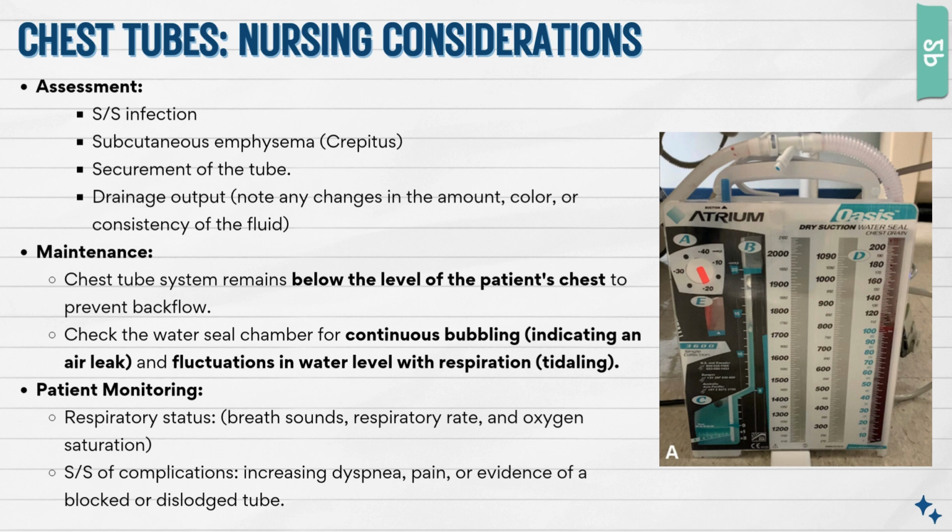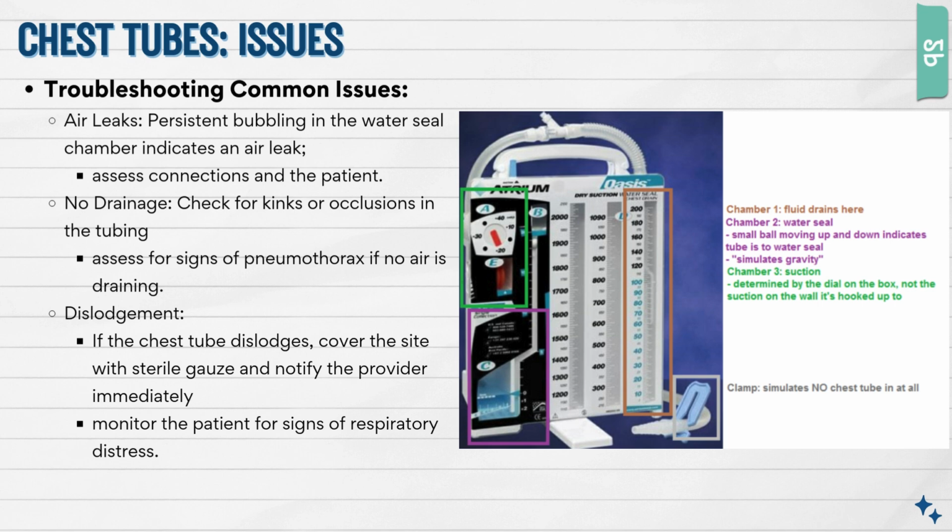So monitoring your patient, again, respiratory status, you want to make sure they have breath sounds on both sides and in all lung fields. Kind of important, right? Their respiratory rate, their O2 sats, also the signs and symptoms of complications, if they have increasing dyspnea, if increasing pain, it should be staying the same or getting better, not getting worse. Obviously, evidence of a blockage or dislodgement in the tube. That could be crepitus. That could be no drainage in a whole shift. Well, why is there no drainage happening? That's weird. We should be having drainage, that kind of thing. So be monitoring and looking out for those.